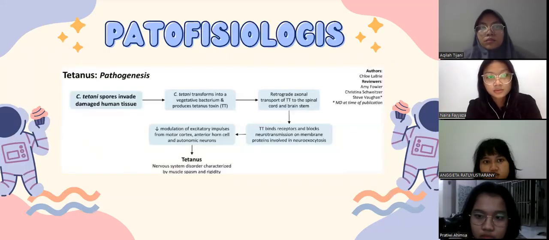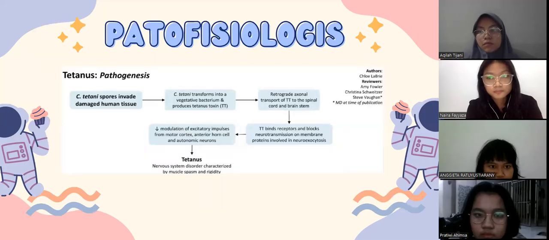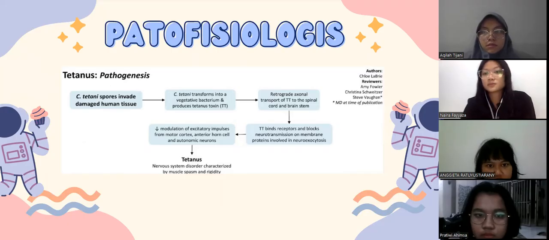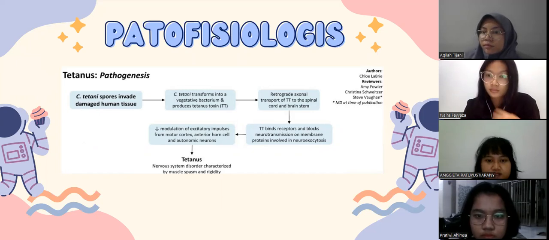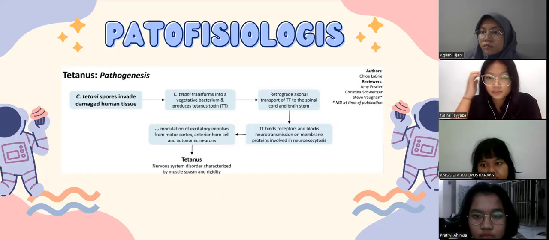Okay, next I want to tell about the pathophysiology of tetanus. The first one is Clostridium tetani, the cause of tetanus. Its spores invade damaged tissue, in this case the host tissue. Then Clostridium tetani transforms into a vegetative bacterium and produces tetanus toxin, or as we know it, TT. Next, TT is transferred to the spinal cord and the brainstem.